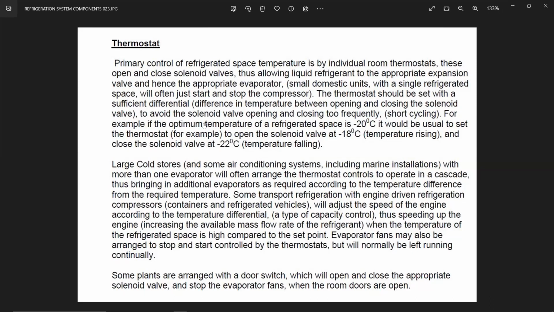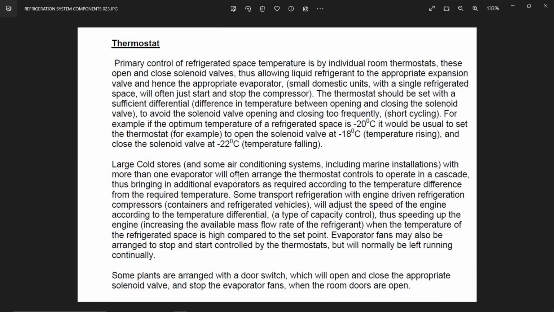For example, the optimum temperature of the refrigerated space is minus 20 degrees Celsius. It will be usual to set the thermostat to open the solenoid at minus 18, the temperature rising, and close the solenoid valve at minus 22. Then the temperature starts falling. Okay. This is the idea. तो ये thermostat को भी आपको regulate करना चाहिए, कि ज़्यादा कर दिया तो short cycle हो सकता है. तो वो इस टाइप से.